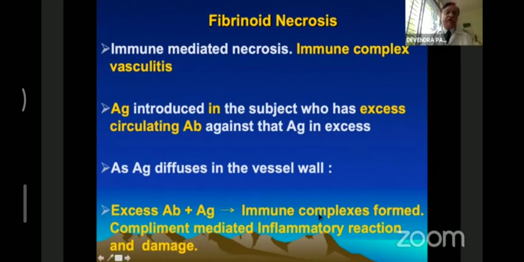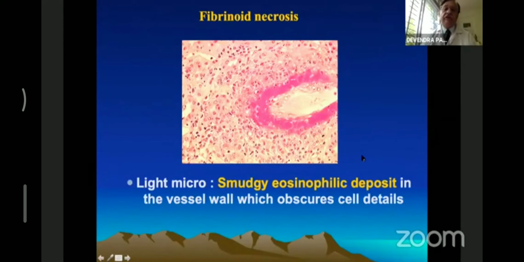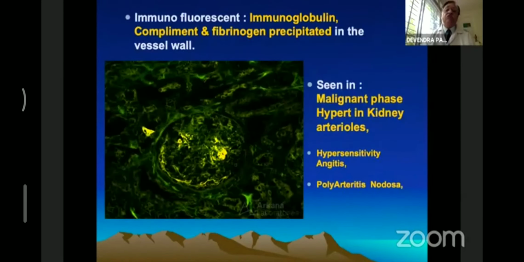Both meet in the center, that is in the media, and they form antigen-antibody complexes. These complexes then attract the complement, which causes inflammation out there, and as a result, ultimately, there is necrosis, which looks like smudgy deposit. Smudgy means what? Whenever ink falls down accidentally and we rub it, it becomes smudgy. So basically, fibrinoid means smudgy deposits which are present in the blood vessel wall, and these are because of the immune complexes.